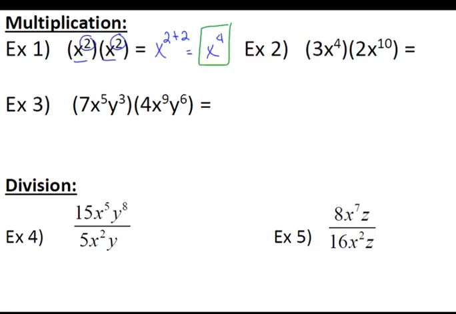In example 2, our rules say that I take my coefficients, my 3 and my 2, and I multiply those together. 3 times 2 gives me 6. I next check, I have x and I have x. They have the same base, so I'm going to have x to the 4 plus 10 power, because these are my exponents here. So my final answer will be 6x to the 14th power.